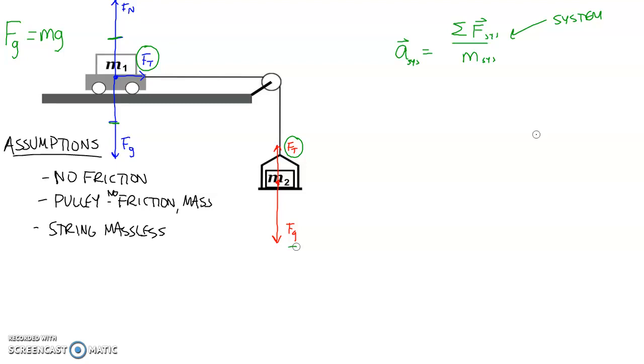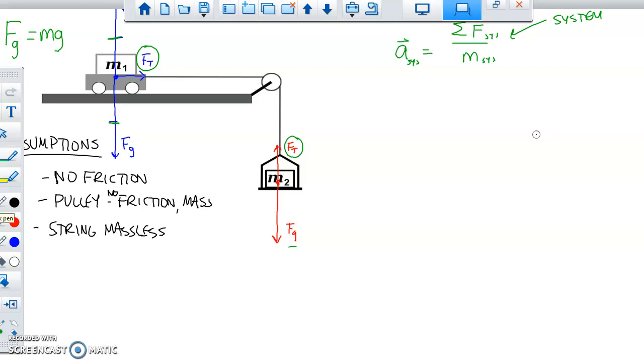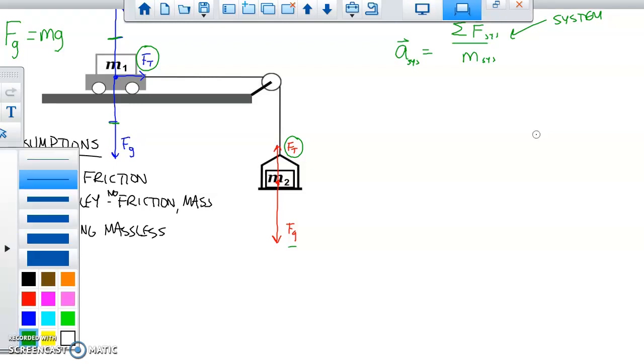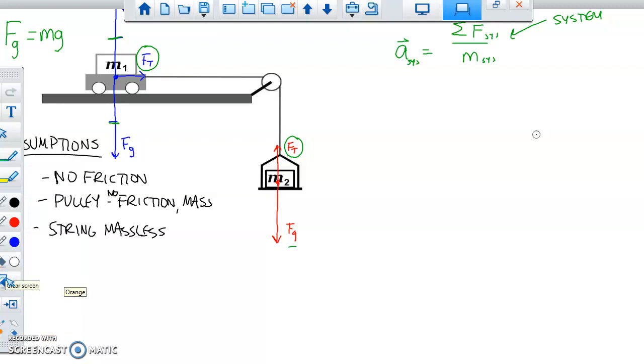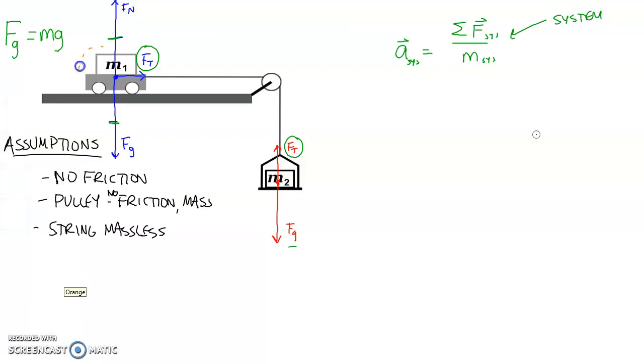The best way that I think to do this problem is to look at the system as not just one of the objects, but both of the objects at the same time. So my system is now this orange system. It includes both mass 1 and mass 2.